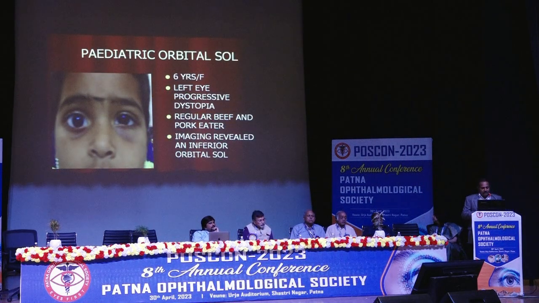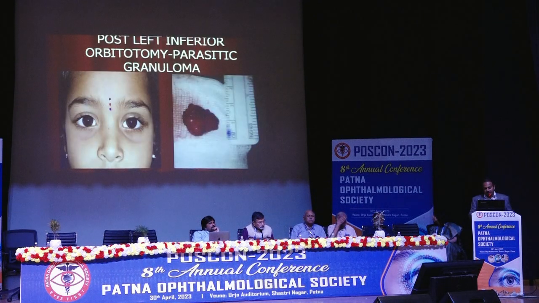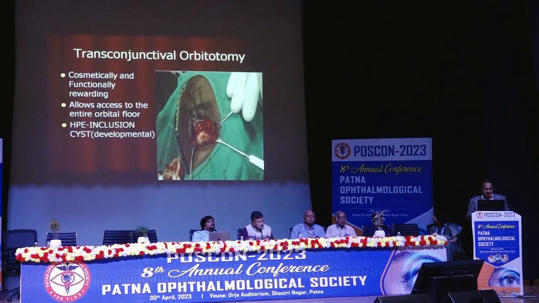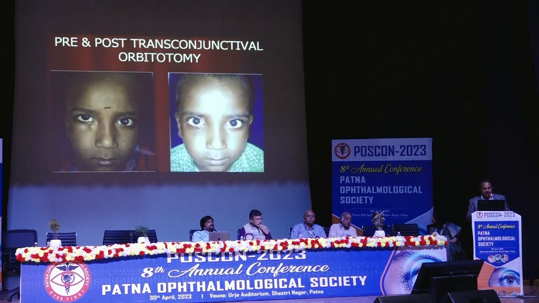Another example of a pediatric orbital SOL: a 6-year-old girl with left eye progressive dystopia. She was a regular beef and pork eater, and imaging revealed an inferior orbital space-occupying lesion, and that's the resected specimen. You can see that she hardly had any scarring because it was done transconjunctivally, and that's the post-op picture of the girl child. Cystic orbital lesions can also be present right from birth, like this boy who chose to get operated only at the age of 6 because of parental concerns. Again, it was approached transconjunctivally and turned out to be an inclusion cyst, and that's the pre and post-op picture.